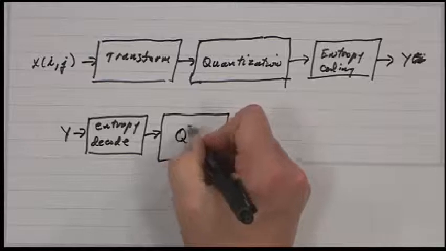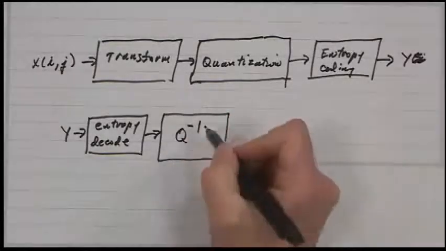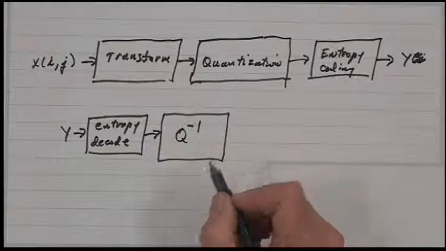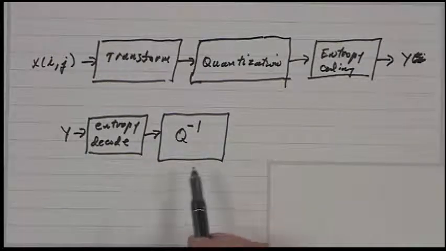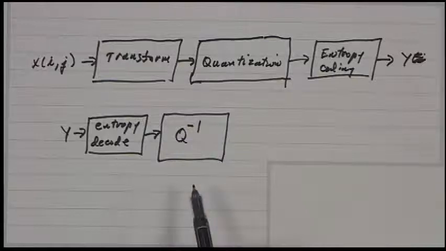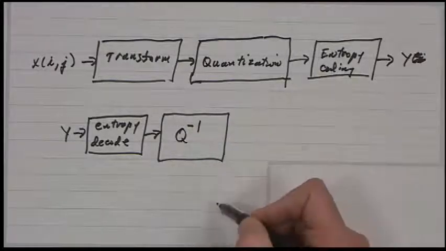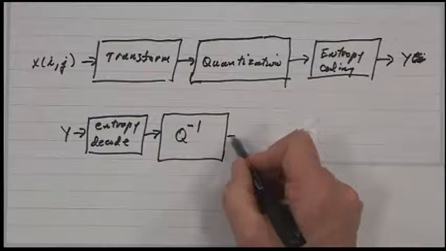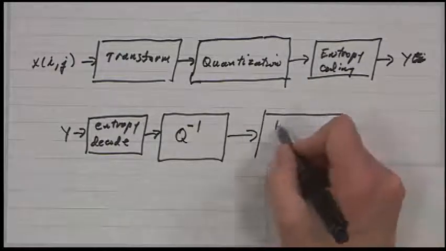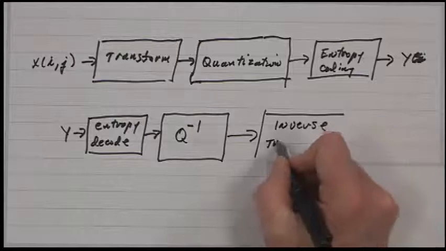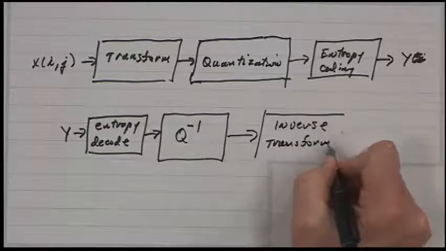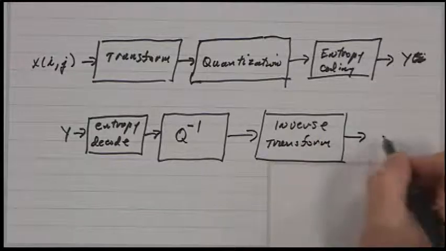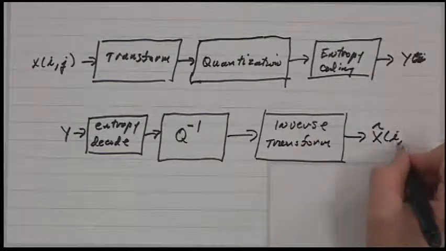Now, you can't invert the quantization effects exactly, but you can approximately. So you associate each quantization value with its mean level, which would be a typical thing to do. That's what you do in a D to A converter, right? Because you don't really know what the signal coming into the A to D was. You just know it was in some range, and you output the value in the middle of that range, and then you take the inverse transform. And that's x hat of ij.